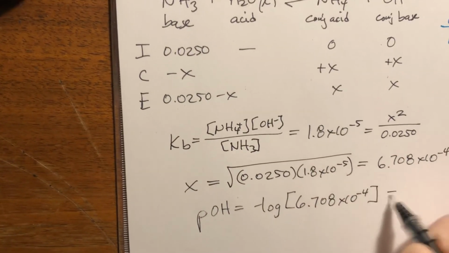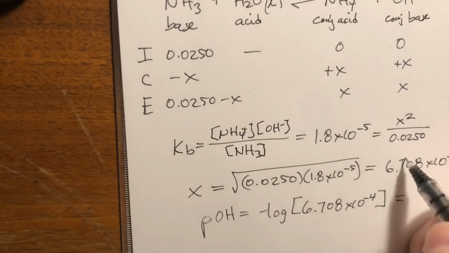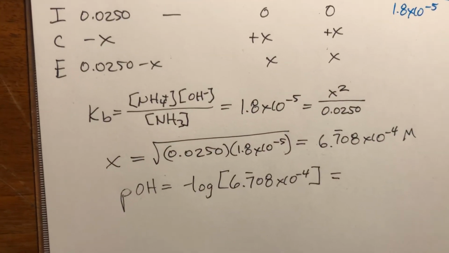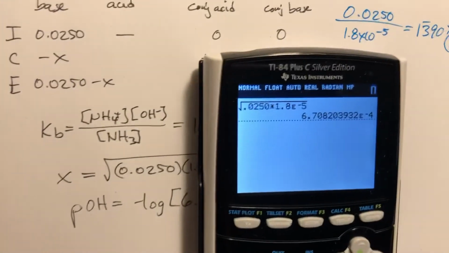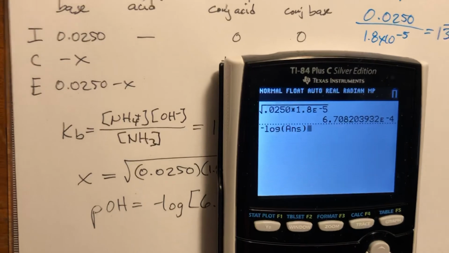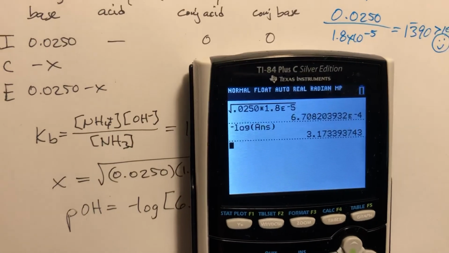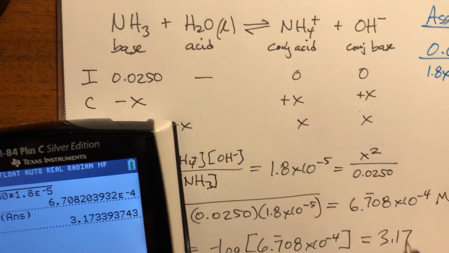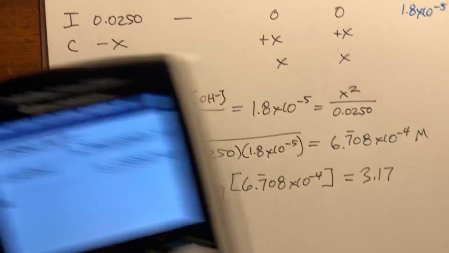We don't get to keep that many sig figs, but I'm just kind of keeping more than I need until we round at the end. So essentially we take the negative log of our previous answer. And I got 3.17. Okay, that is the pOH.